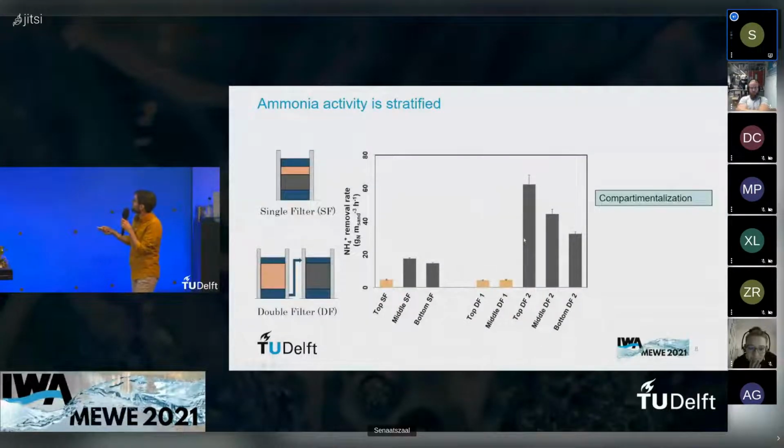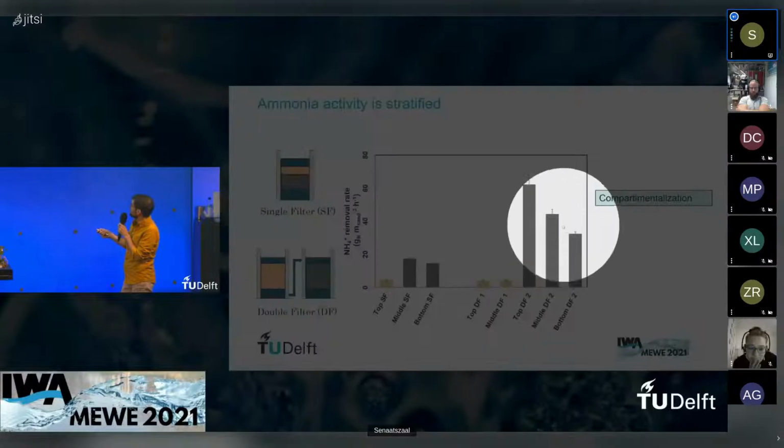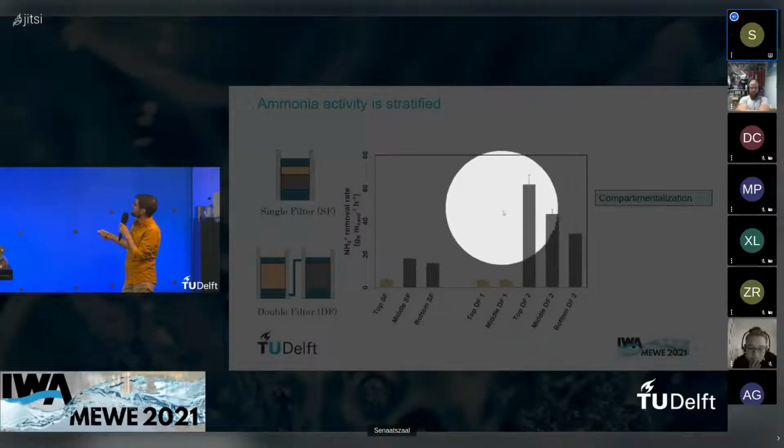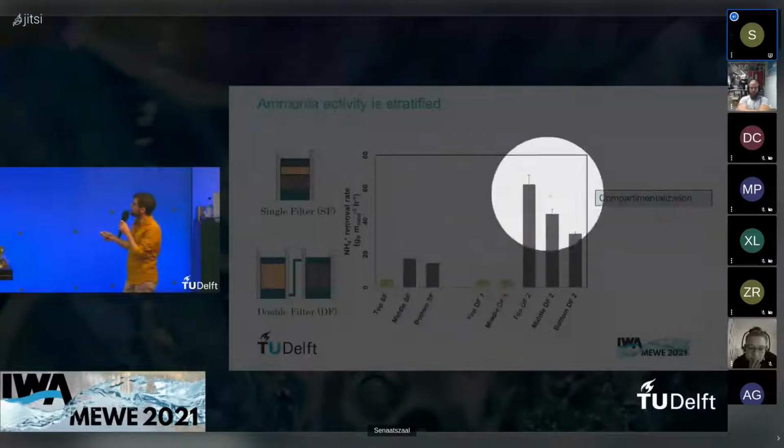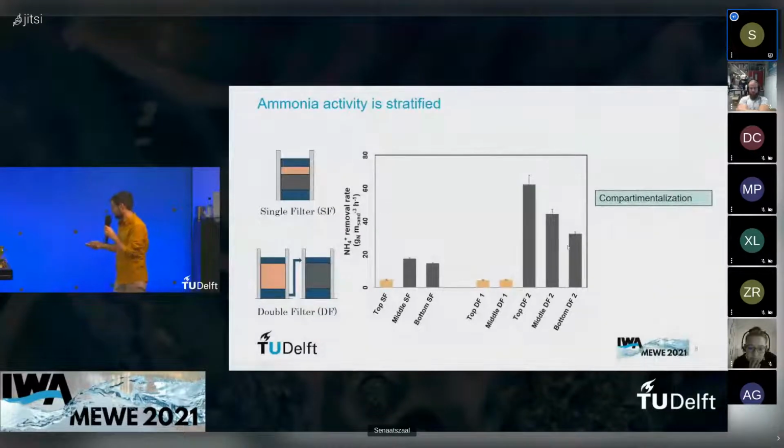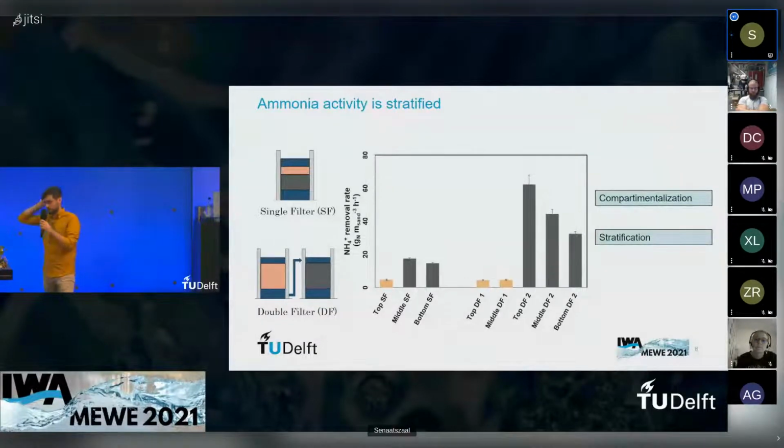What's also important to see here is that especially in the second section, in the second filter, the removal of ammonia is very stratified. We have the highest ammonia removal capacity at the top and the lowest at the bottom. So we see compartmentalization and stratification of ammonia removal. The next step was to see, okay, the capacity to remove ammonia is stratified. Can we predict this with the relative abundance of the microbial communities? So to answer these questions, we sampled, we extracted DNA, we did metagenomics.